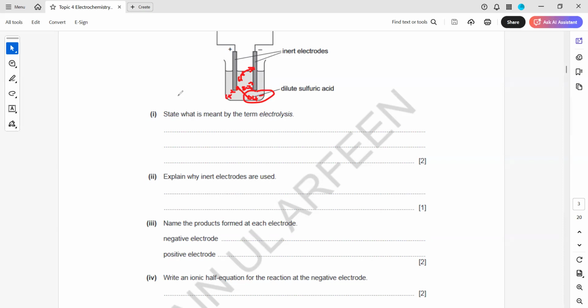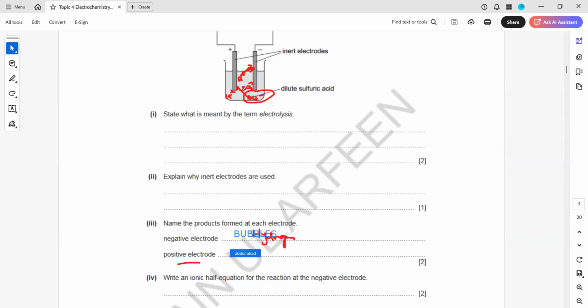So what is the product at the negative electrode? What will we get? Hydrogen gas. Good. Because at the negative electrode, the hydrogen is attracted, so we'll get hydrogen gas. What about the positive electrode?